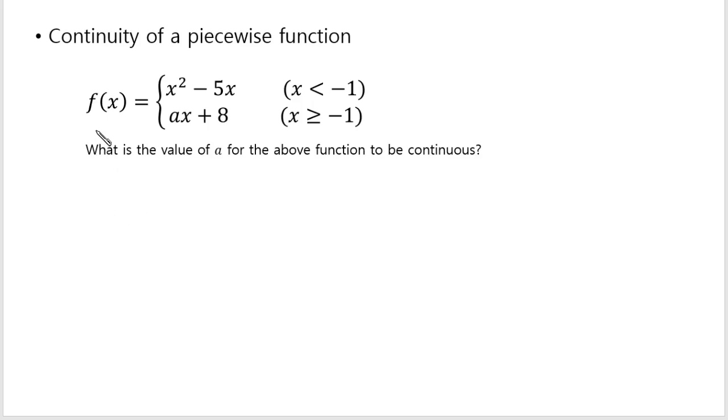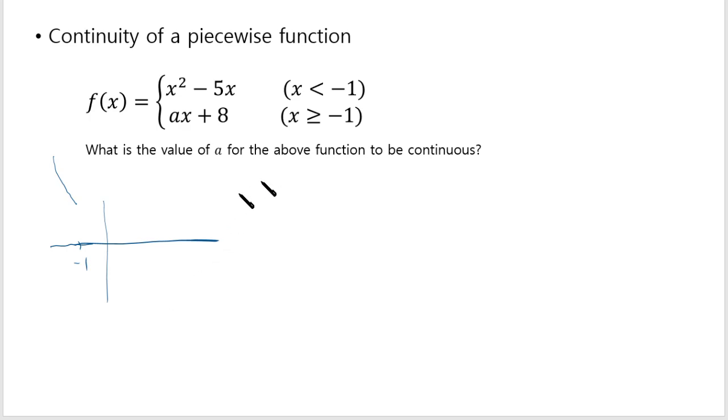You're given this piecewise function, and in that definition there is this unknown value a. The question is, what is the value of a for the above function to be continuous? Now remember, piecewise functions have different definitions given by the conditions. So when x is less than -1, so here's -1, it follows this parabola. That's a parabola that's like this, so it does something like this, okay?